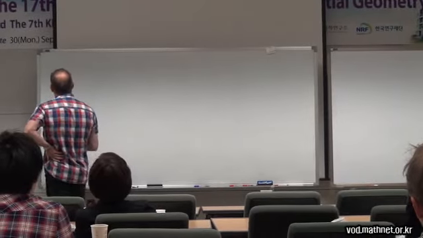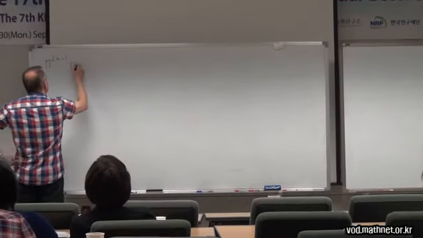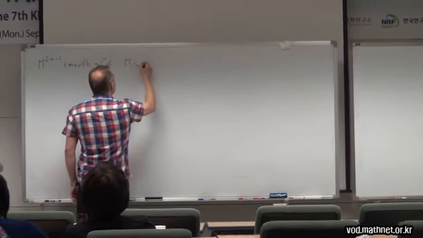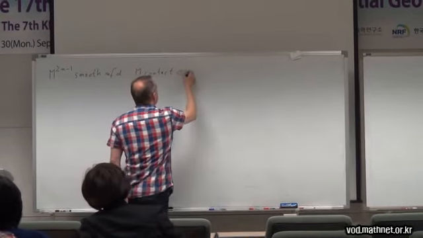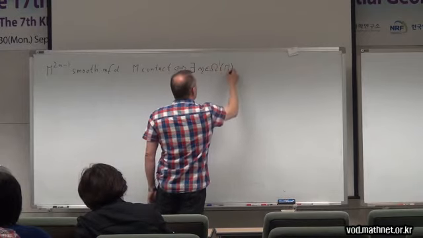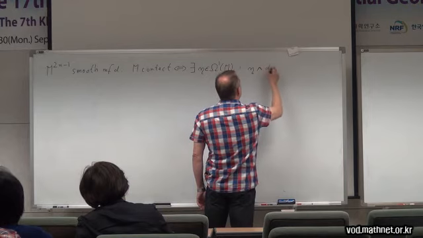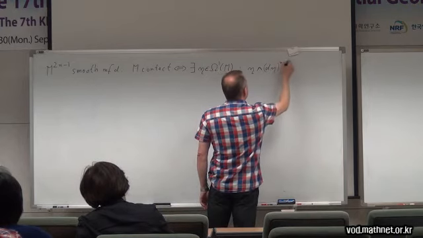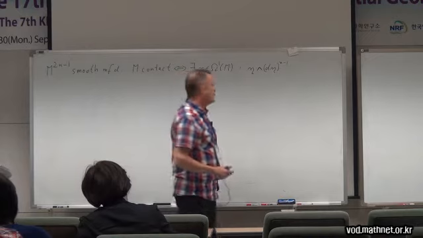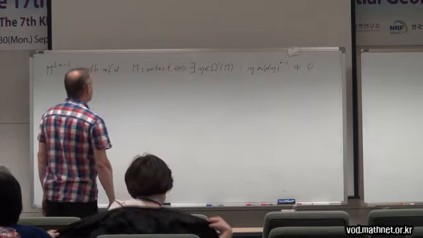Maybe to remind you of what a contact manifold is, what we need is an odd dimensional smooth manifold, and then M is a contact manifold precisely if there exists a one form eta on M such that eta wedge d eta, so d eta is a 2 form, so we wedge n minus 1 times, so that's a 2n minus 1 form, precisely the dimension of the manifold, is non-zero.